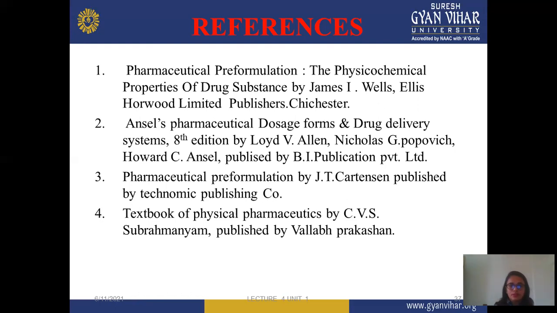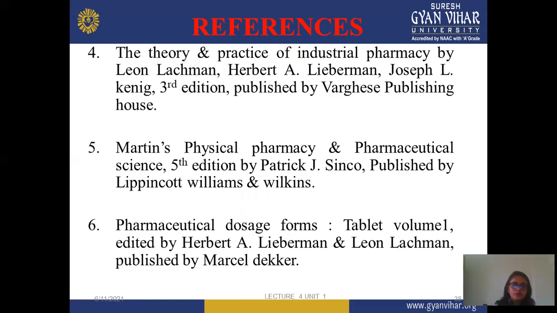And the third reference is Pharmaceutical Preformulation by J.T. Carstensen, published by Technomic Publishing Co. And the fourth reference is Textbook of Physical Pharmaceutics by C.V.S. Subrahmanyam, published by Vallabh Prakashan. Next one is The Theory and Practice of Industrial Pharmacy by Leon Lachman, Herbert Lieberman, and Joseph Kanig, third edition, published by Lea & Febiger.